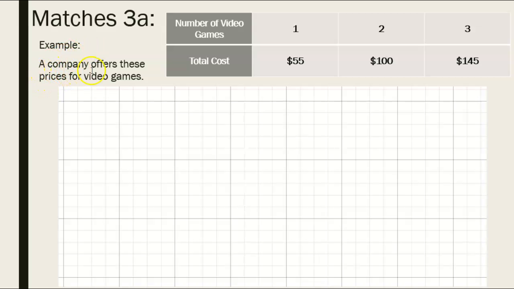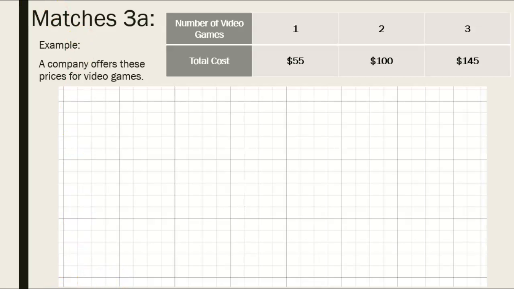The example is a company offers these particular prices for video games. So for one video game, it's going to be $55. For 2 video games, it's going to be $100. And for 3 video games, it's going to be $145. So what we need to do at this point is set up our axes, okay?